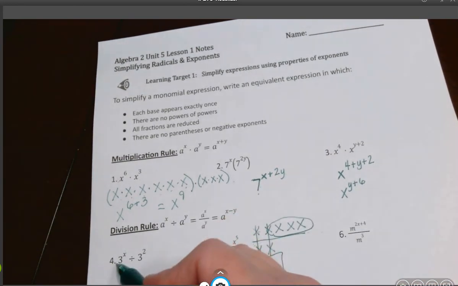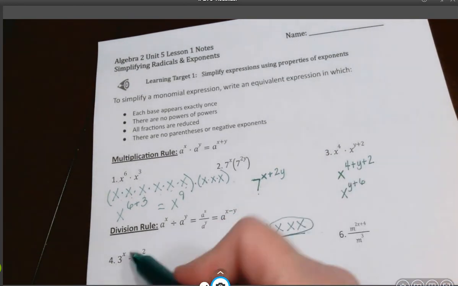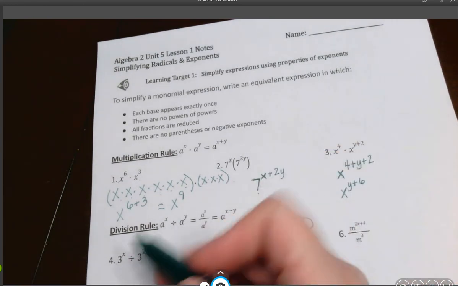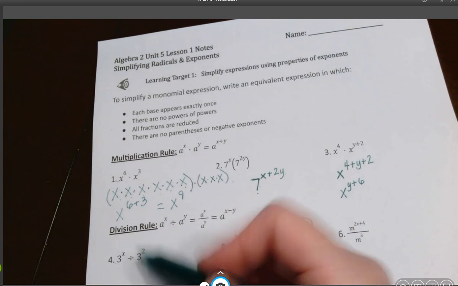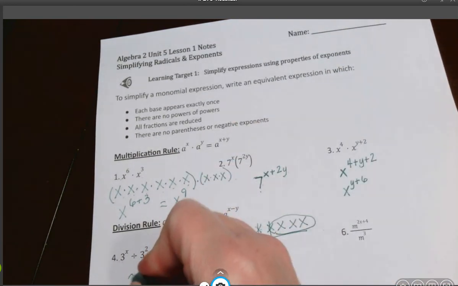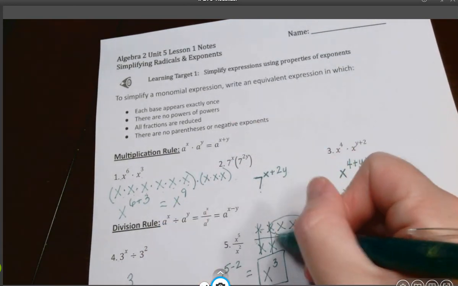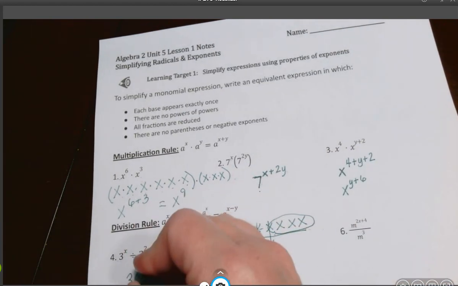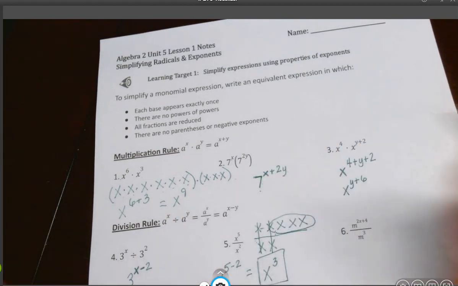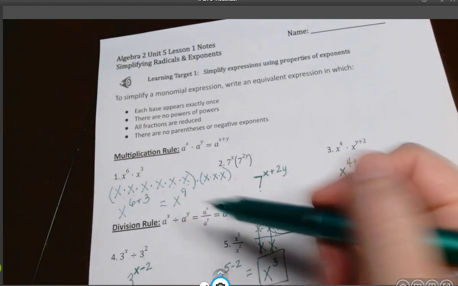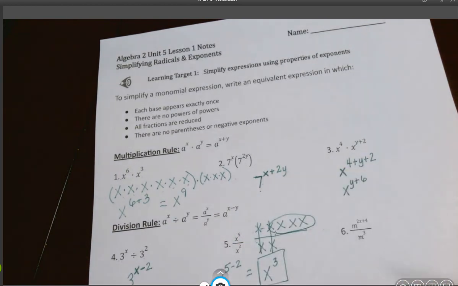All right, here, my base is the same, it's 3, so I can subtract my exponents. Do not multiply the bases, do not divide the bases. The base stays 3, just like the base here stayed x, and you subtract your exponents, x minus 2. They're not like terms, I can't combine them, but I can leave it as the expression 3 to the x minus 2.